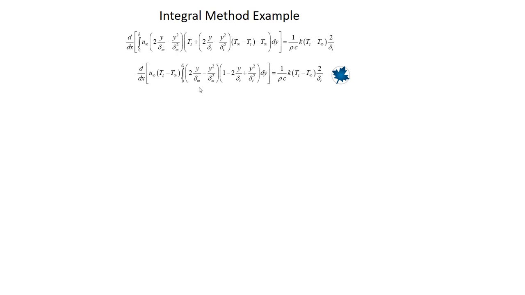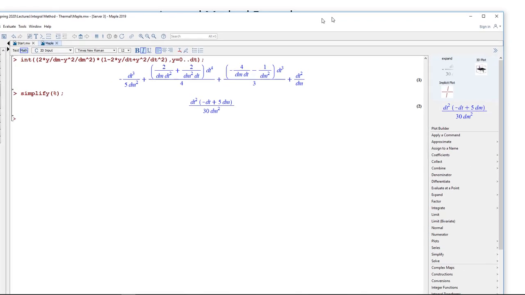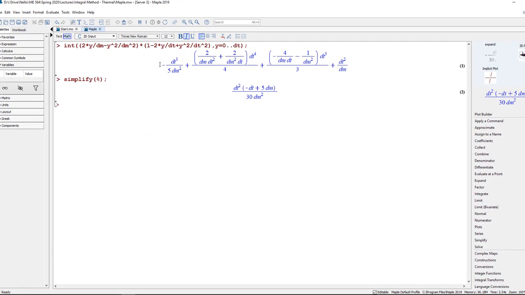I could do this by hand without too much trouble. It's actually nice to do these integrations in Maple. So let me pull up Maple here if I can find it. So here's the Maple code that I use to do that integration.